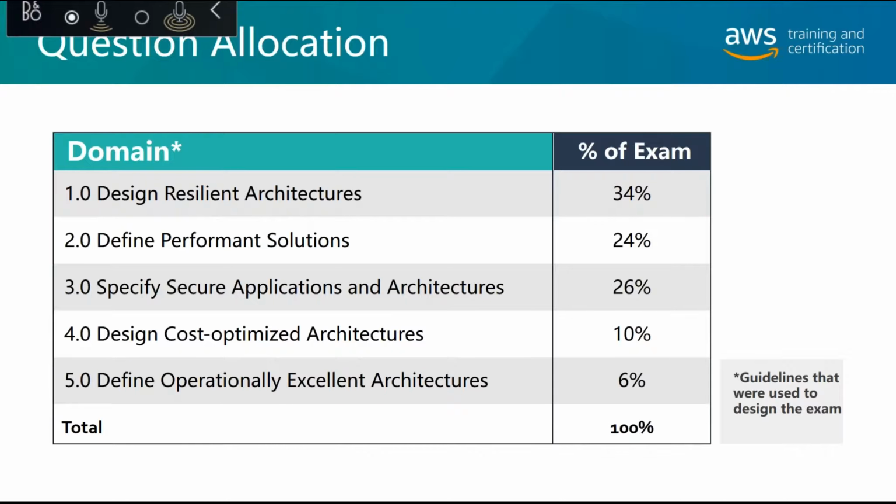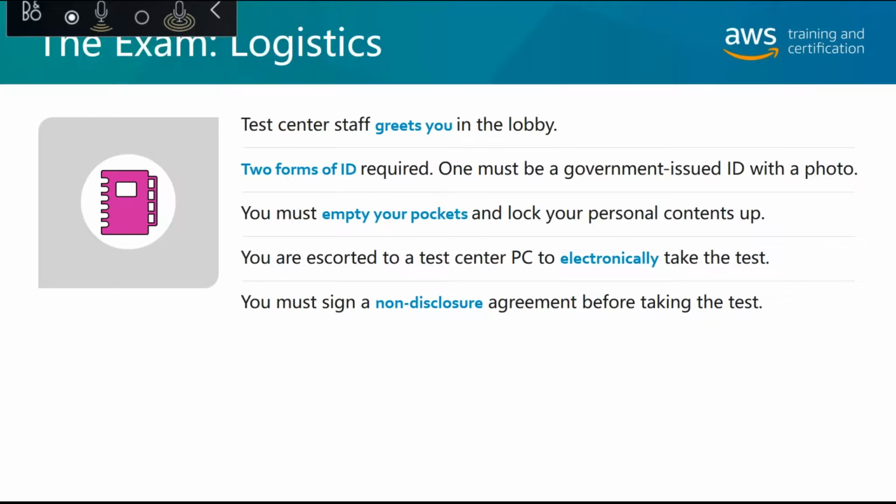Now, the questions are allocated across different domains. So you have 34% of the questions around designing resilient architectures. You have 24% around making sure that your solution is performant. And then you have 26% with the security aspect of it. 10% is cost optimized, and then 6% is the operationally excellent architecture pillar.